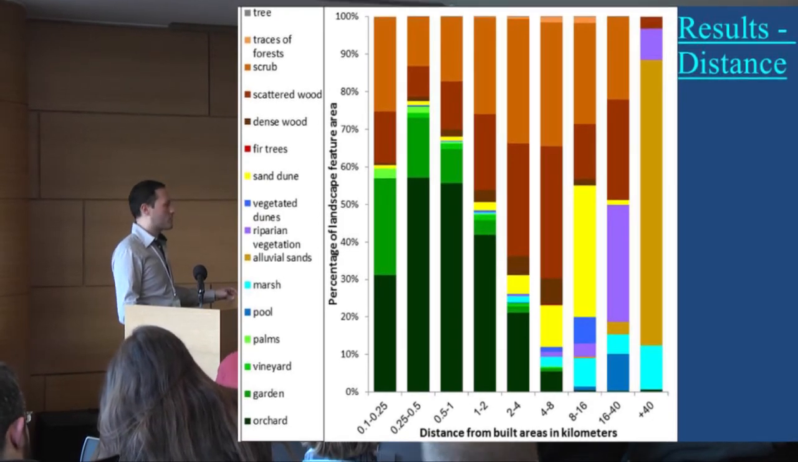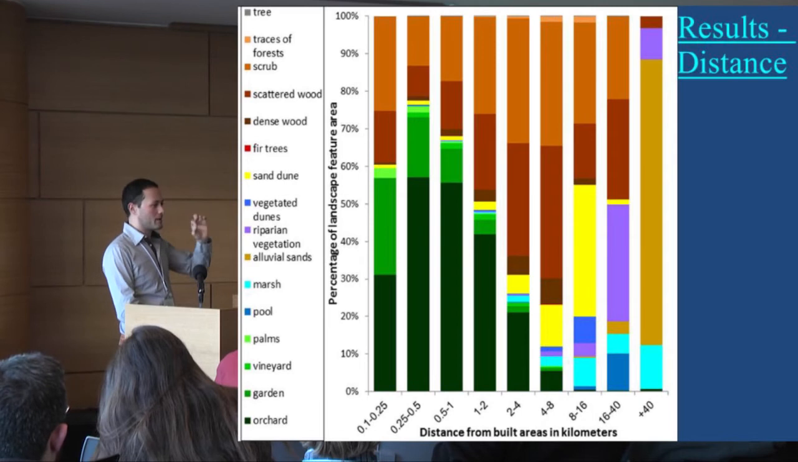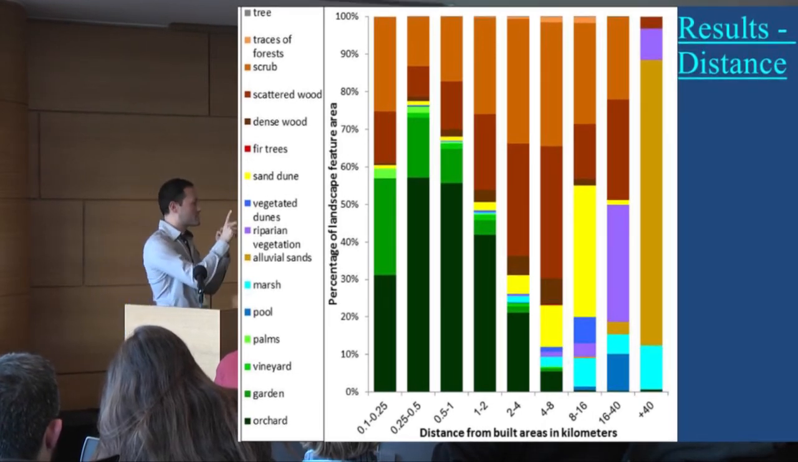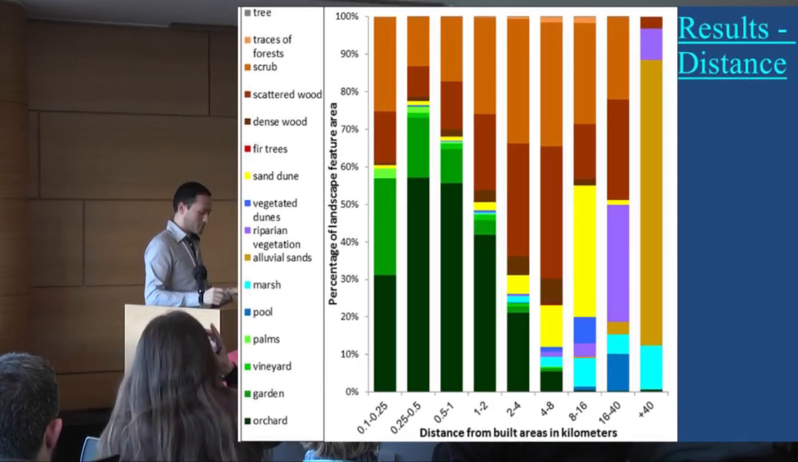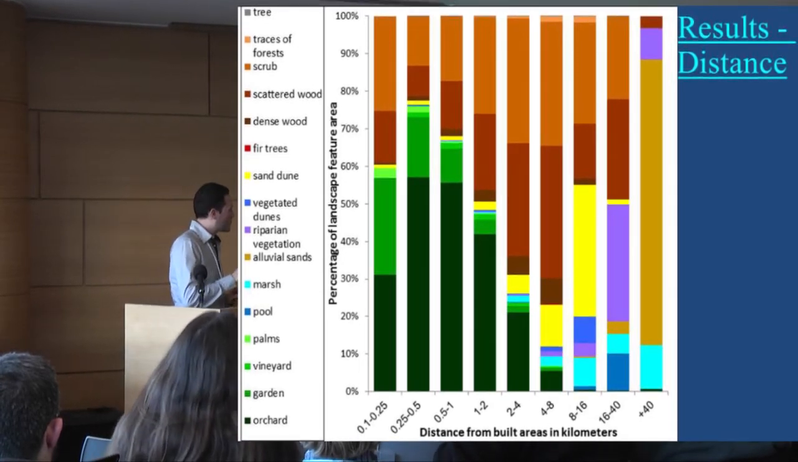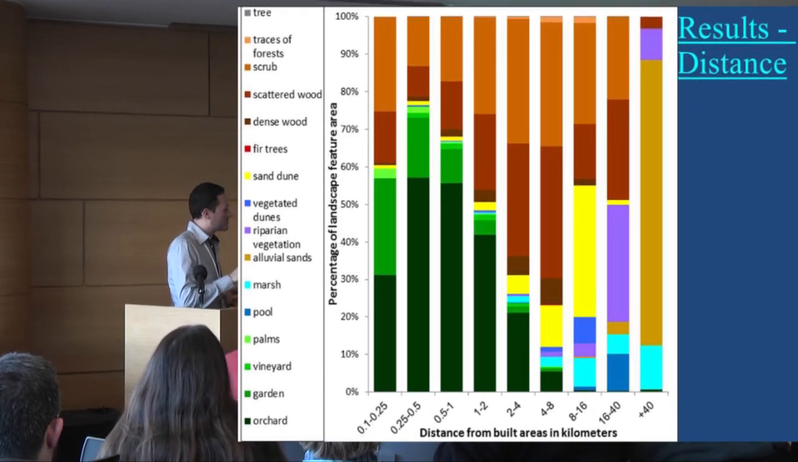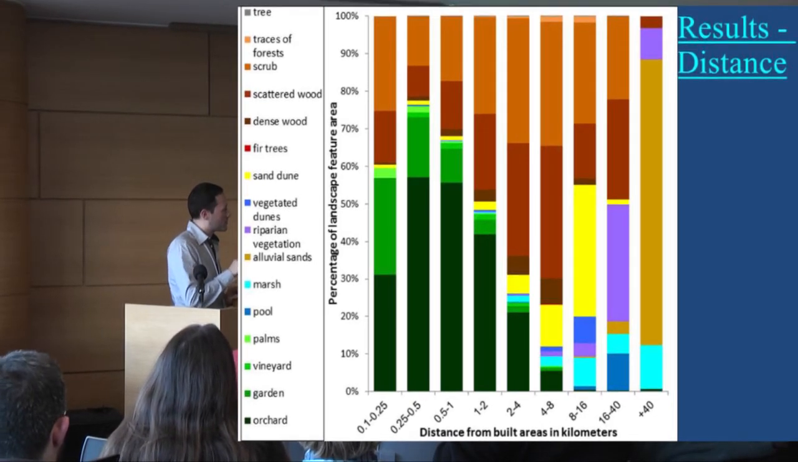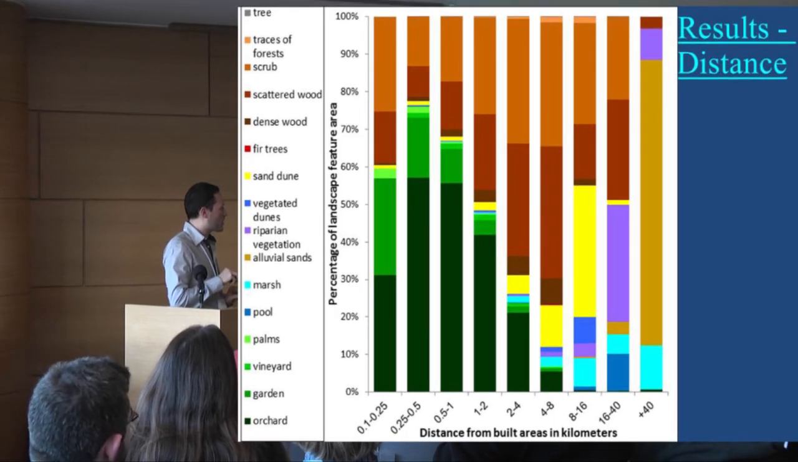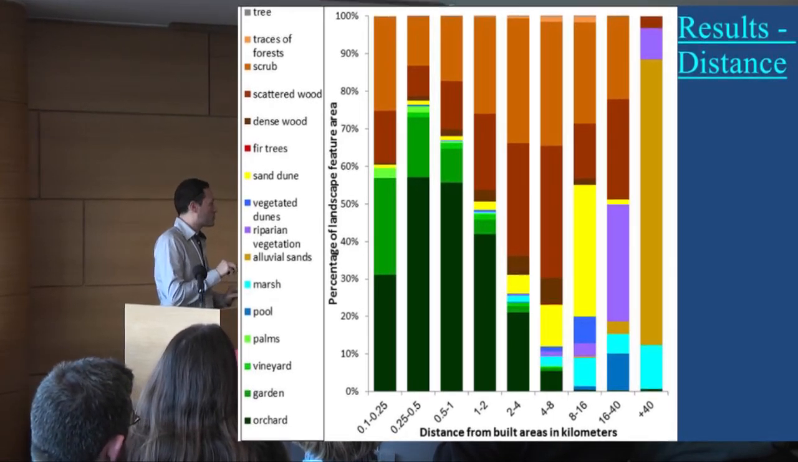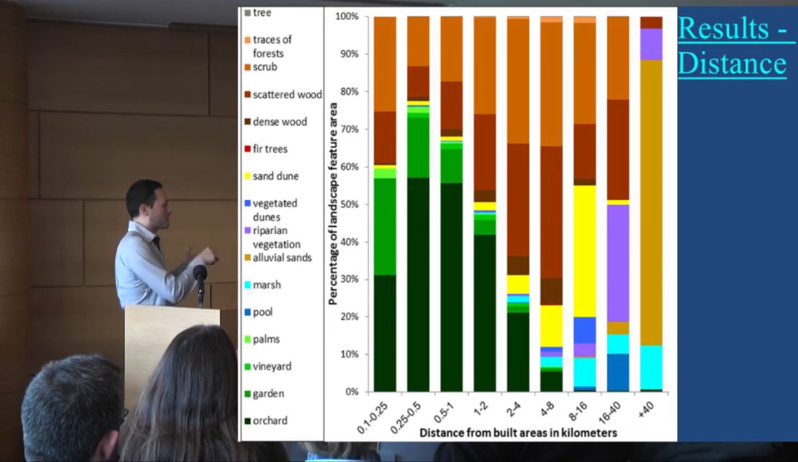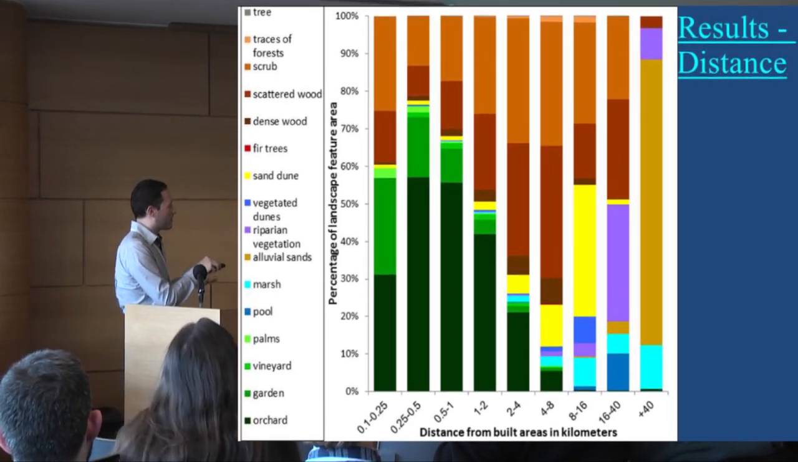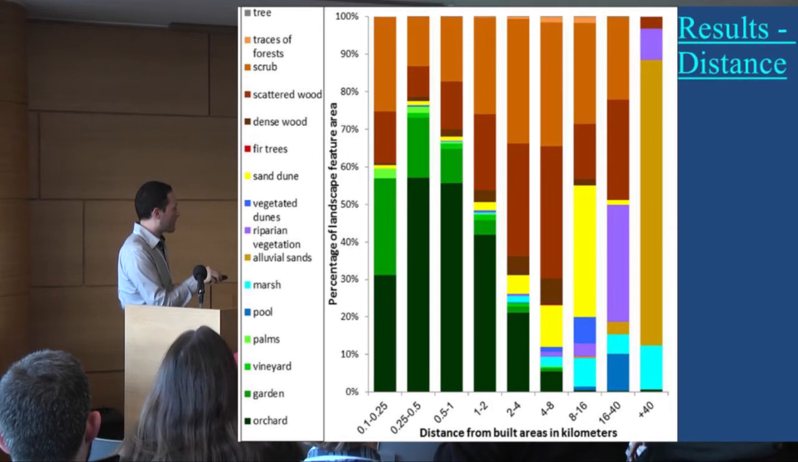Here we have distance. What we did, we took all the built areas on the PF map, and we measured different distances from built areas to see which landscape features we can find. So this is the distances in kilometers, and if 0 is the built area, we can see that up to 2 kilometers, we have mostly the green shades, which are orchards, gardens, vineyards, palms, which was also very rational to think that next to built areas we will have mostly those landscape features.